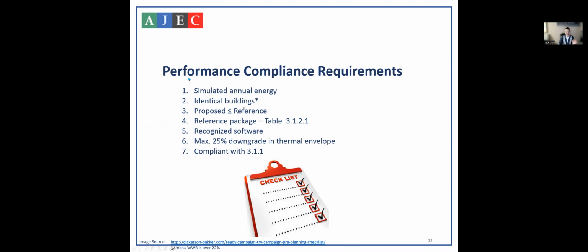Okay, so let's go back to the performance compliance path. These are the 7 rules I have shortened for you. The first rule says you have to simulate an energy model. So basically, if you want to use the performance compliance, you have to do an energy modeling to show how much energy I would consume if I were building to the building code, and how much energy I would consume if I were building the way I want to build. And I have to make sure that I show that it is more energy efficient. So number 1 is I need to simulate the energy of this house.